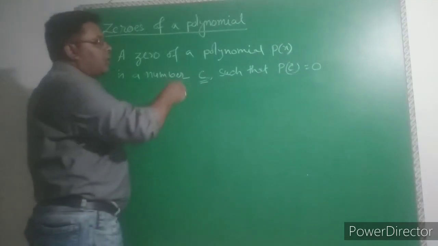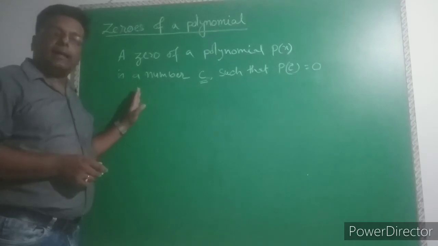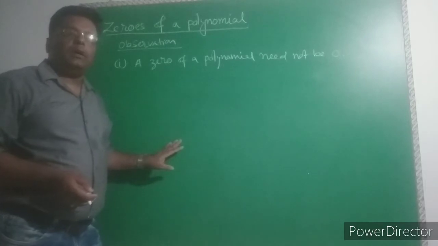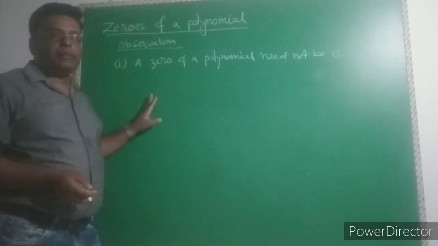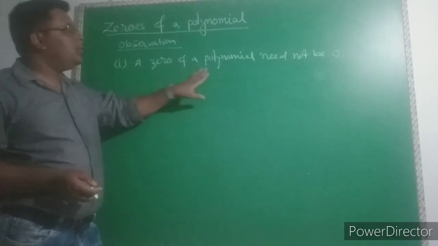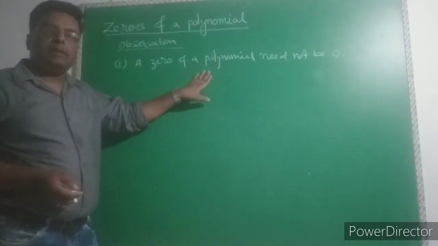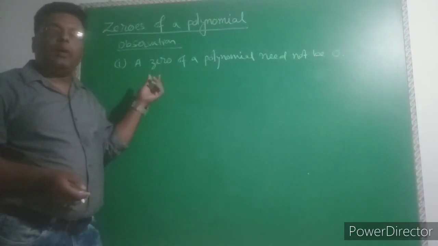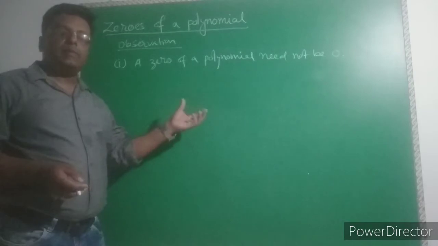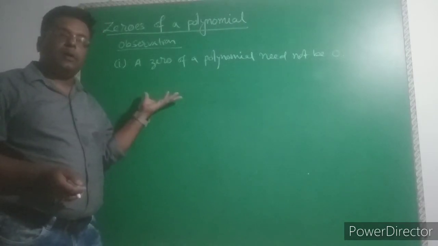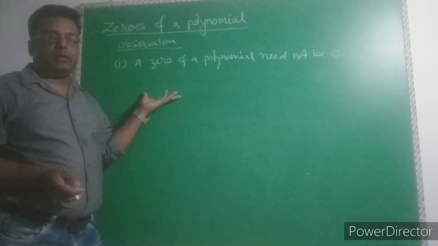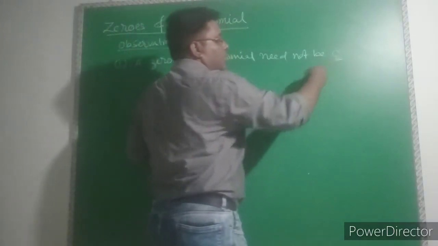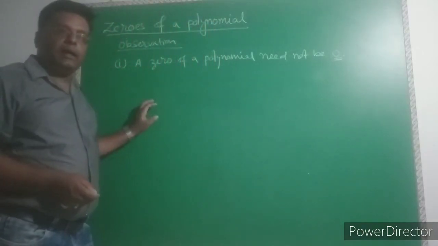Now see what we observed from these examples and the definition. First, we observed that a zero of a polynomial need not be 0. In the first example, for x equal to 2 and x equal to 3, p(x) becomes 0. That is, for that polynomial, 2 and 3 are the zeros. So zeros of a polynomial need not be 0. There may be some other number.